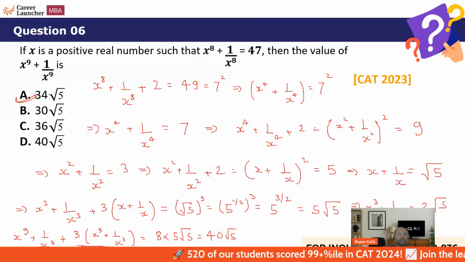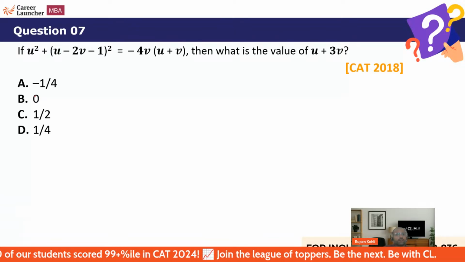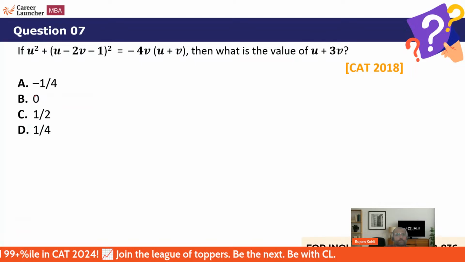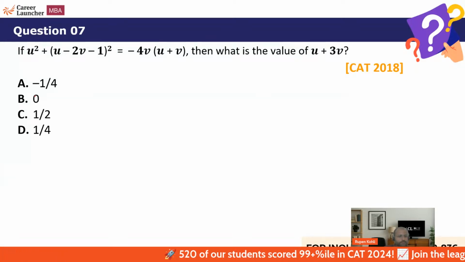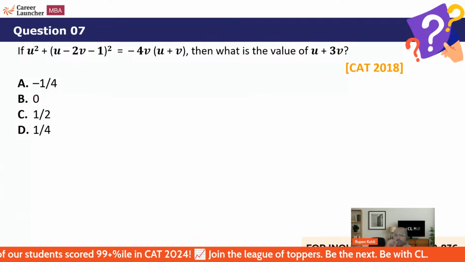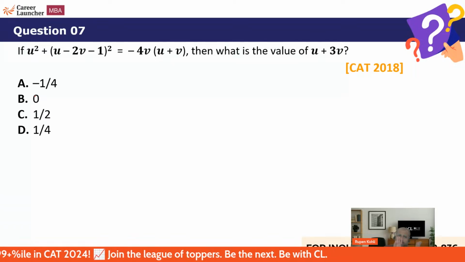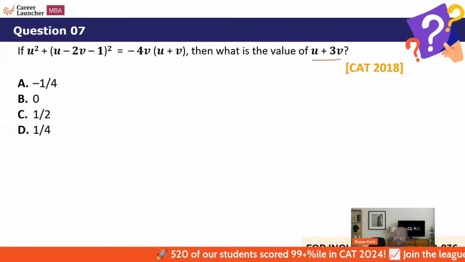Okay, quickly, next one. Now, CAT 2018, this one. So the similar approach or manipulation is again required here. Again, you have a single equation involving two variables this time. So obviously you can't solve for u and v. Still, the point is you have to find a value of this expression.